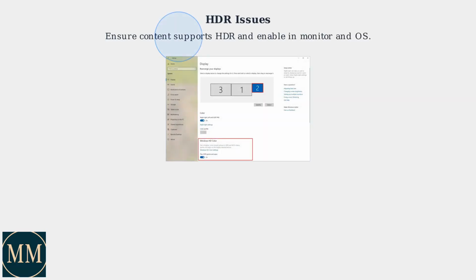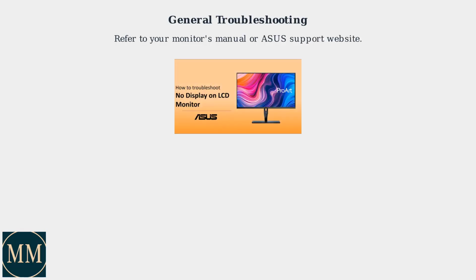For HDR issues, make sure the content supports HDR and the setting is enabled in both the monitor and your operating system. Refer to your monitor's manual or the ASUS support website for detailed troubleshooting steps. These steps should resolve common ASUS monitor issues.